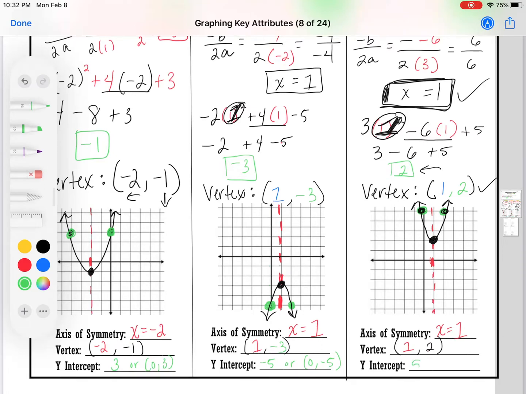My y-intercept is your c, or the number in the back, which was a 5. Or we can write it as an ordered pair, which is how you would usually see it on a test, 0, comma 5.